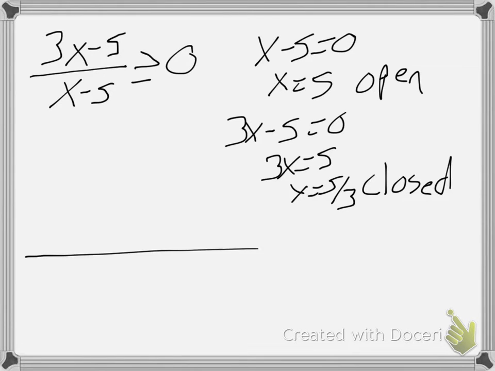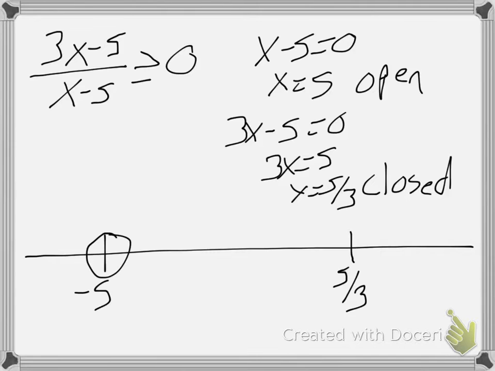Okay, so here's our number line again. Oh, sorry, let me redo that. Okay, so I've got 5/3 and 5. It's going to be a closed circle at 5/3, and it's going to be an open circle at 5.